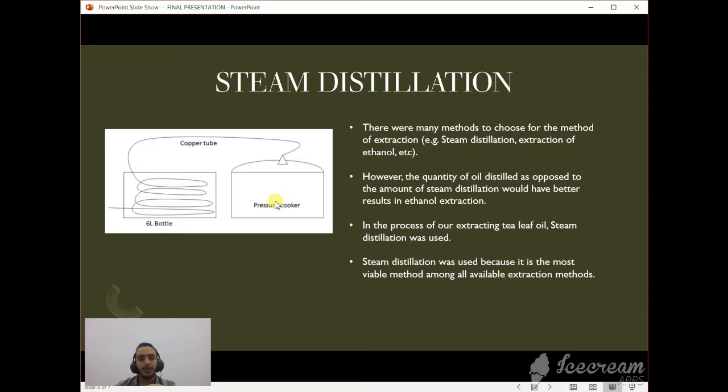In the pressure cooker, we put the leaves and the water, and we heated them. The steam would leave through this copper tube inside the 6-liter bottle with water around the copper tube. This water is just for cooling purposes. It will act like a heat exchanger, so that the steam and oil leaving from here will become liquid, and then the separation of the water and the oil leaving from here will be outside the 6-liter bottle.